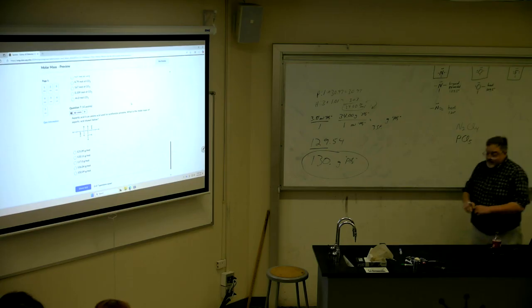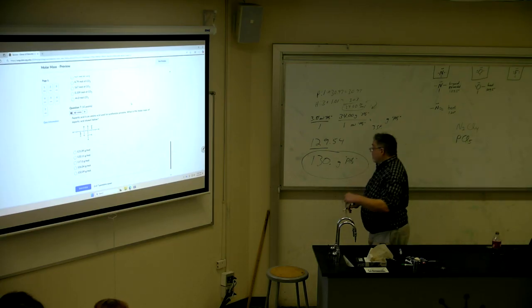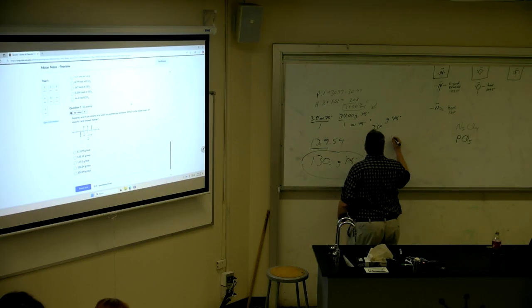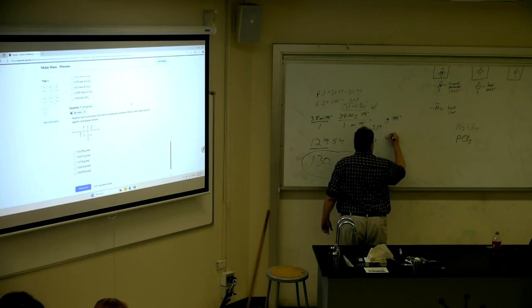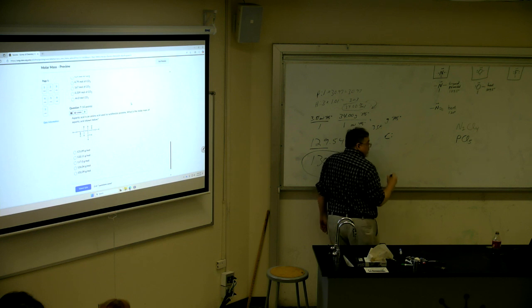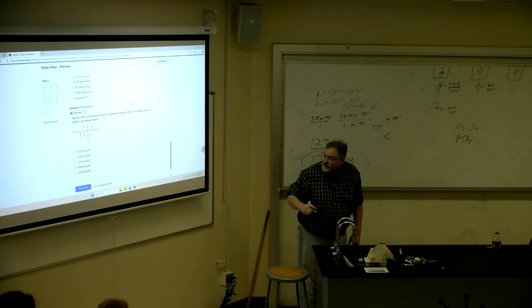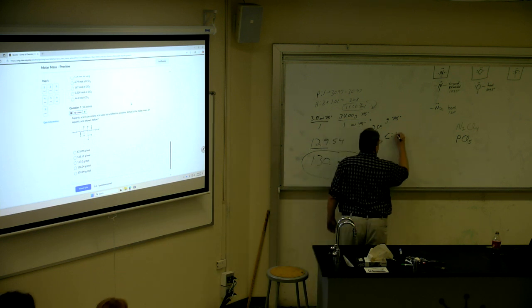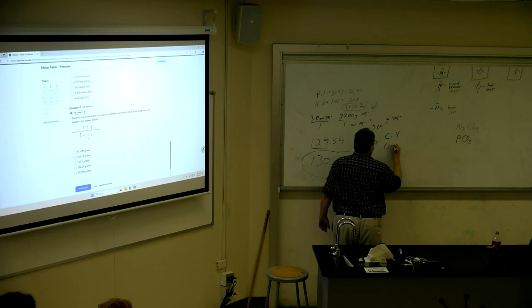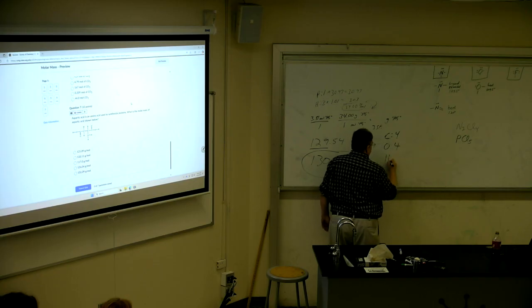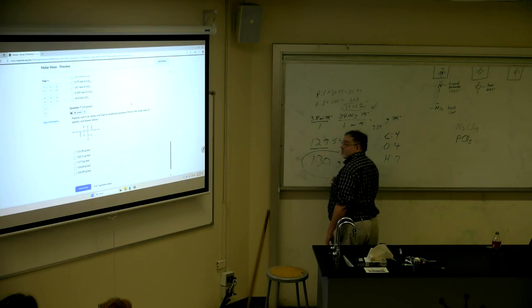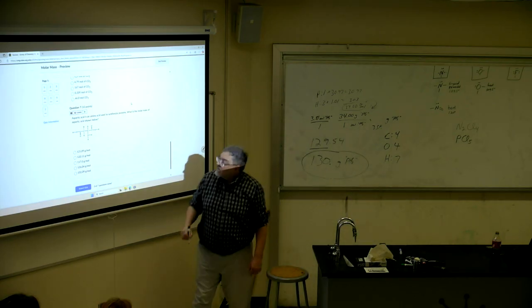This one is done the same way as before, but it's easiest to turn that into a formula first, or at least add up the atoms. How many carbon atoms are there? This last one. 4. How many oxygen? 4. How many hydrogens? 7.